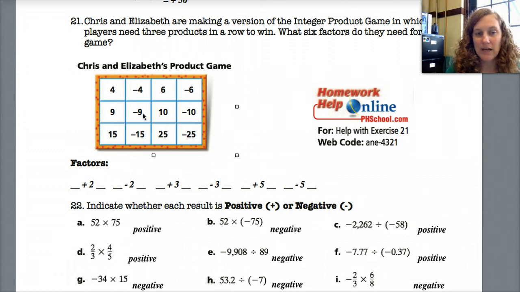Yes, we can get negative 9 because we have 3's. We can get 6 because we have 3's and 2's. And we can get 4's because we have 2's. So in order to get every single product on that board, you only need 2's, 3's, and 5's, both positive and negative.